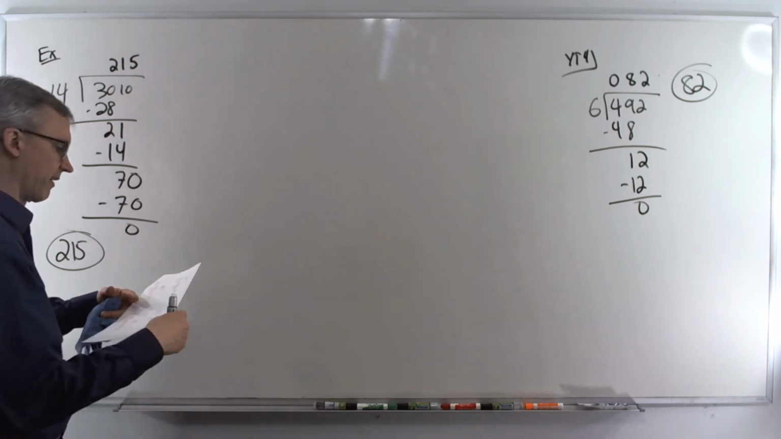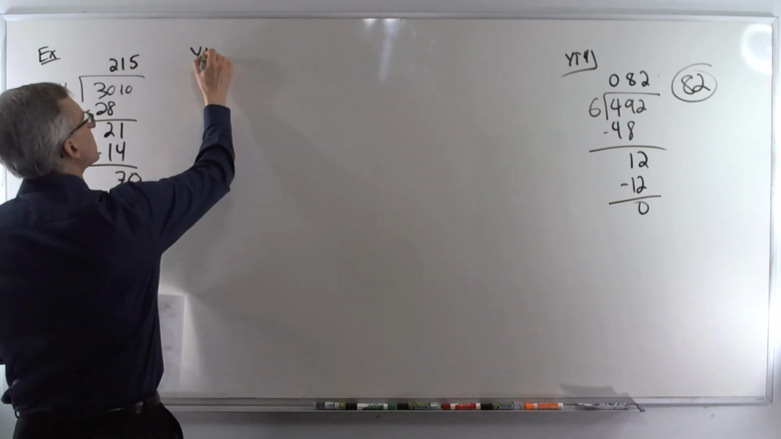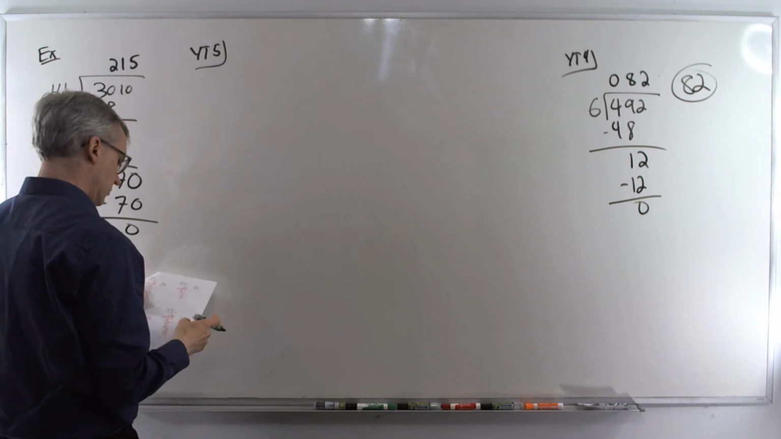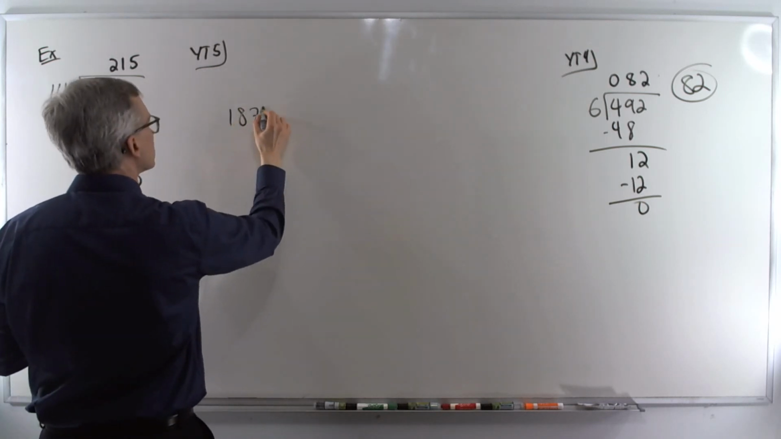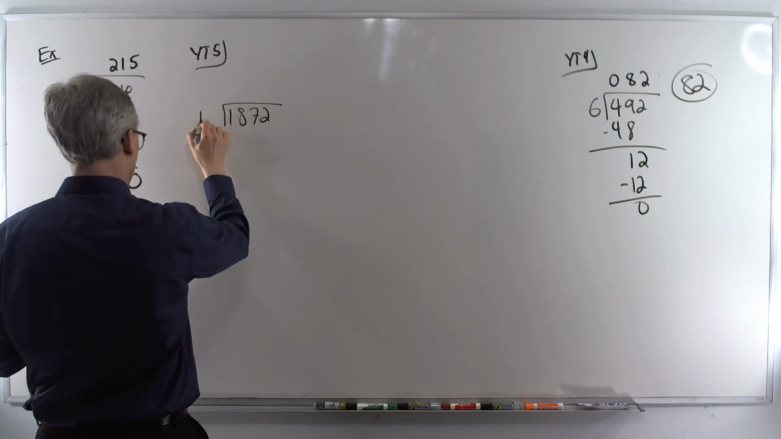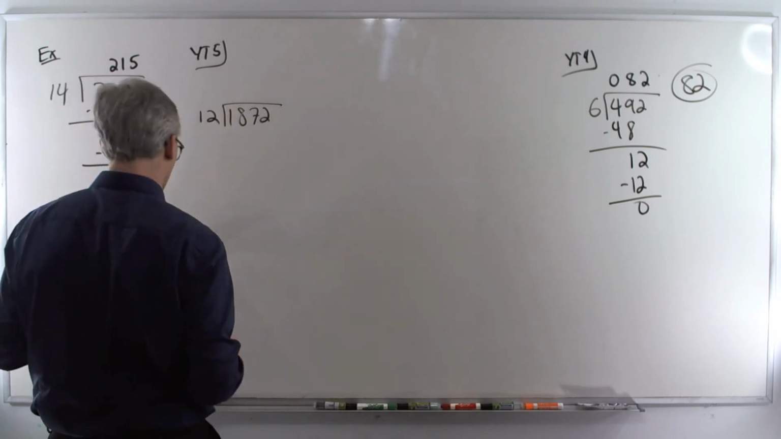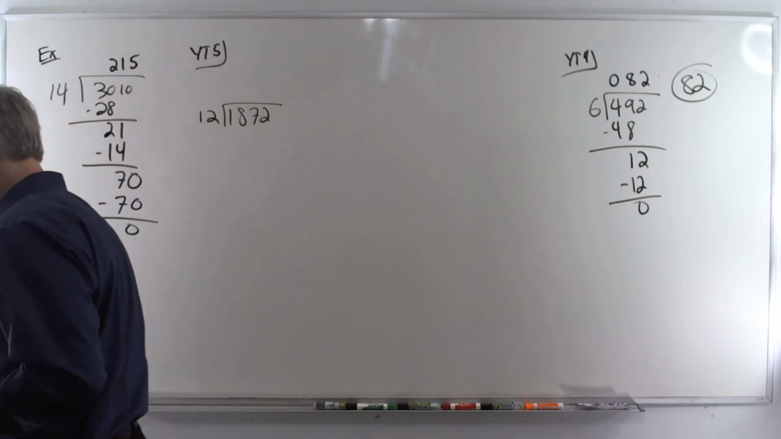Your turn, number 5. Do an 1872 divided by 12.